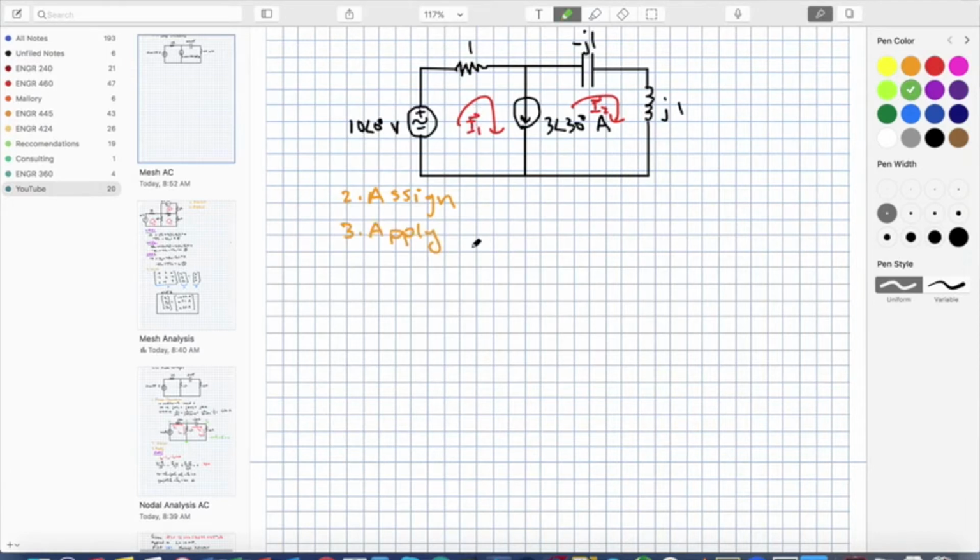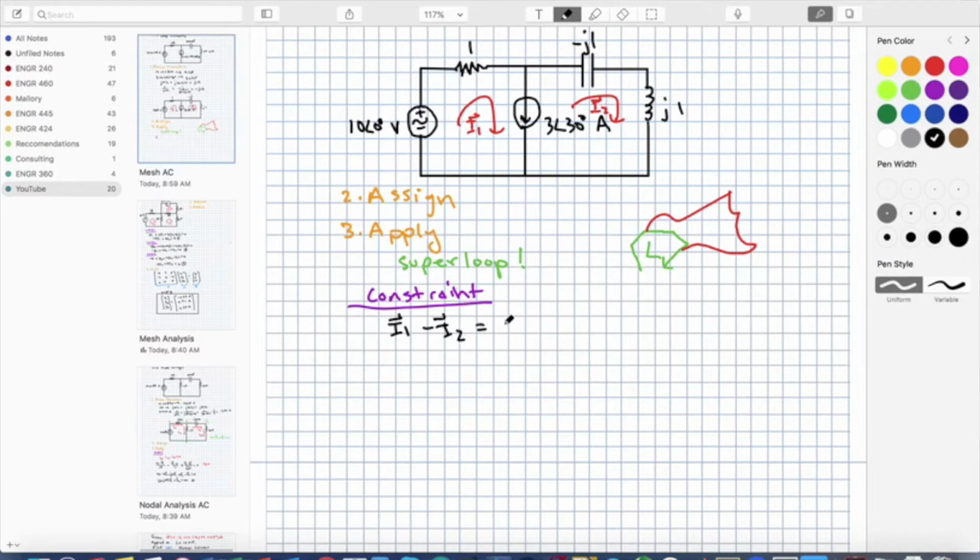Step 3 is to apply KVL, but what I notice is that there is a super loop, so I say, stop! It's super loop time. I start by writing the constraint equation, which is I1 minus I2 is equal to the current source between, which is 3 angle 30 degrees. Then I write KVL around the big loop.